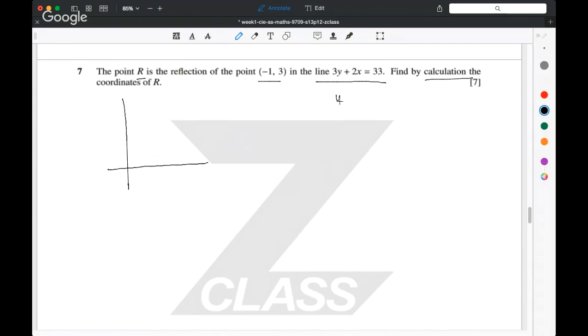Well, I'm going to rewrite this as y is equal to minus 2/3 x plus 11. So you see quickly that the y-intercept is going to be at 11, and the x-intercept is going to be at some positive value here. And so our line looks like so. And then this point, minus 1, 3, is over here.